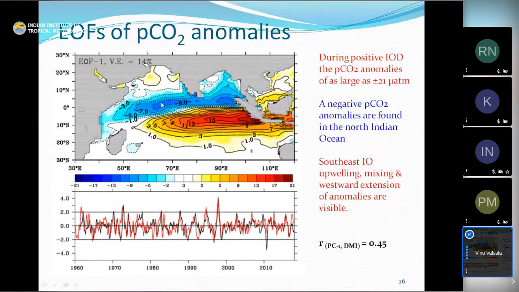Okay. And if you look at the pCO2, the air-sea flux is a derivative of the pCO2 actually. So if you look at the pCO2 EOF in the Indian Ocean, it also has a leading mode, with around 14% variance, in which the positive polarity is established in the southeast to westward tropical Indian Ocean with a maximum amplitude around plus or minus 20 microatmospheres. The principal component matches the IOD index with a correlation of 0.5. So interestingly, we were able to retrieve with the extended period of data that the IOD signal exists in the tropical Indian Ocean and can be retrieved.